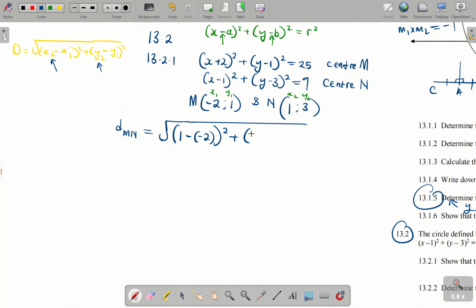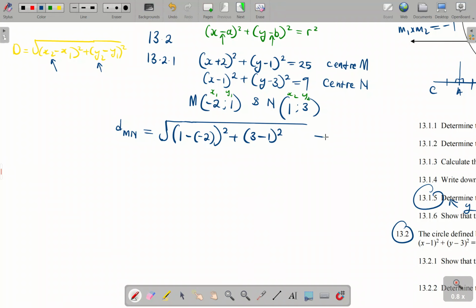So this is 3. So always label them, this is x1, this is x2, so that it can be easy to read them. So your y2 is what? Is 3. Your y1 is what? Is 1. So simply subtract the y1 like that and then square.